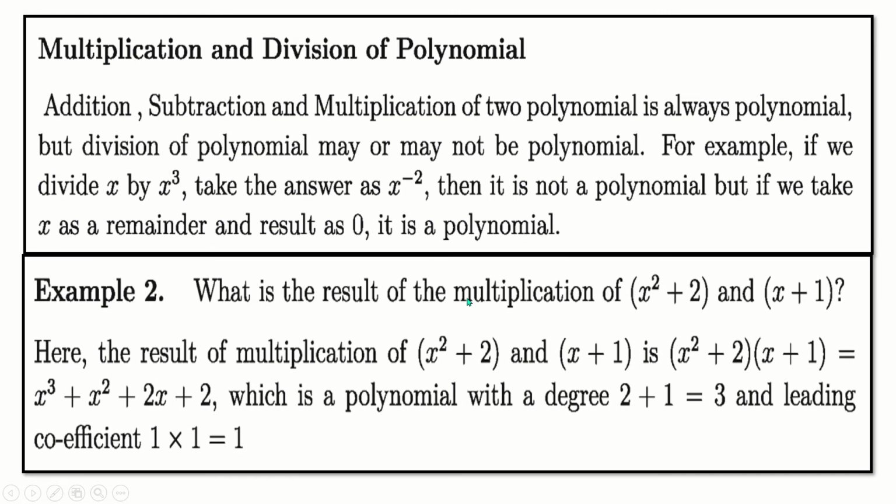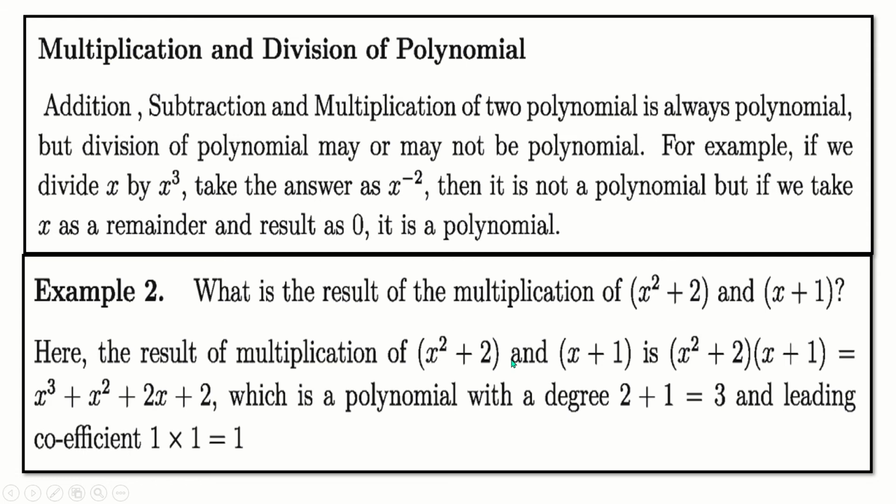Example: what is the result of the multiplication of x square plus 2 and x plus 1? Here the degree of this expression is 2 and here 1, and 2 plus 1 means 3, so the degree will be 3 after multiplication of these two terms. The leading coefficient will be 1 into 1, that means the coefficient of x square is 1, and the coefficient of x is also 1, so 1 into 1 equals 1, so the leading coefficient will be 1.